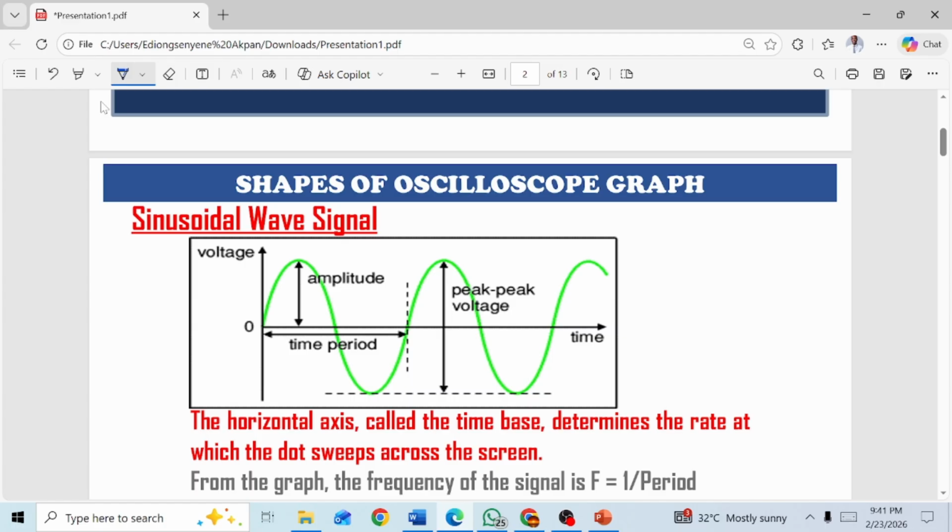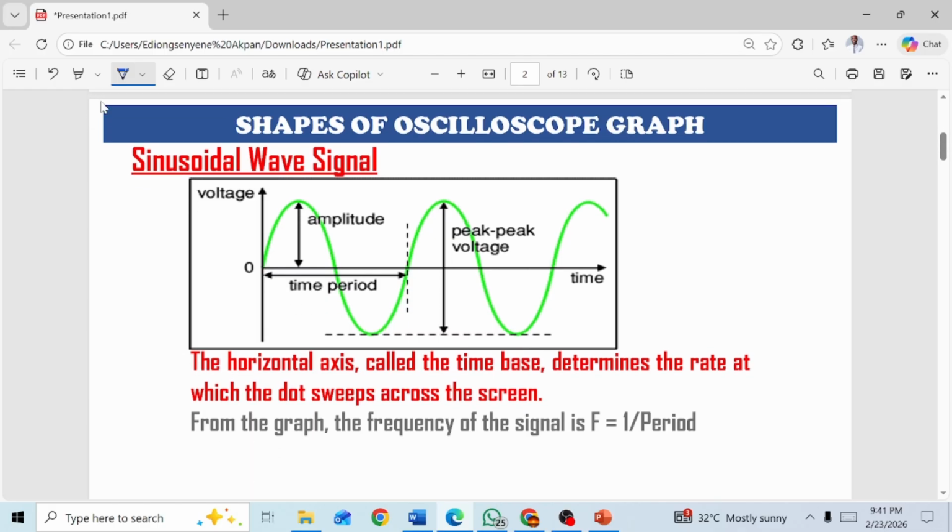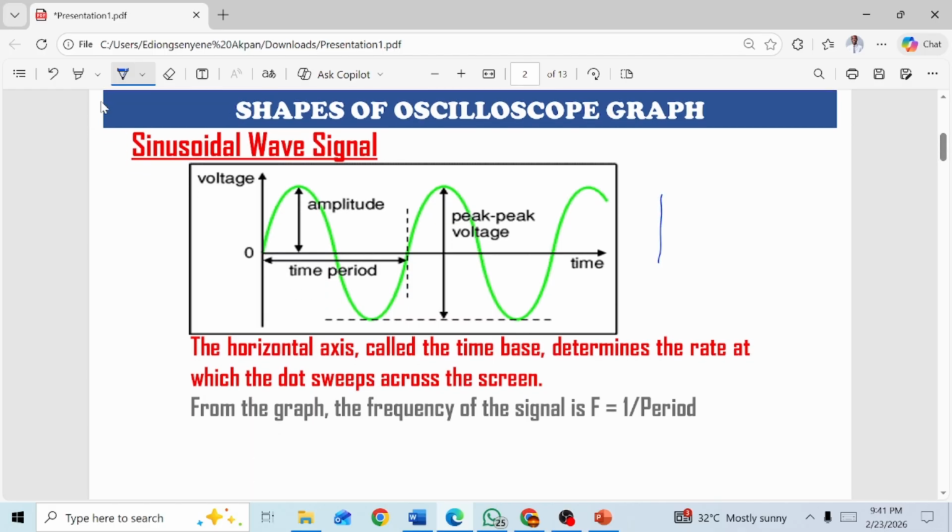The first shape I want you to take note of is the sinusoidal wave signal. This is the shape that is regular in terms of waves. It's important for you to know that the x-axis of the CRO is the time period, while the y-axis mostly is for voltage. If you are asked to find the peak voltage, that will be the amplitude. If you are asked to find the period, you go for a complete cycle. Remember that period is the time taken for a wave to complete a cycle.